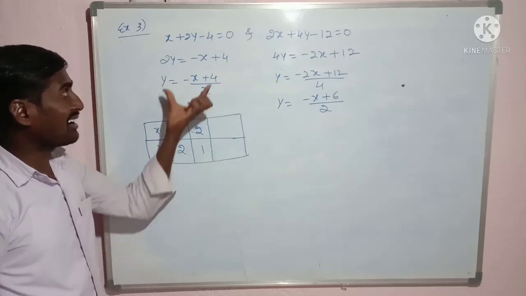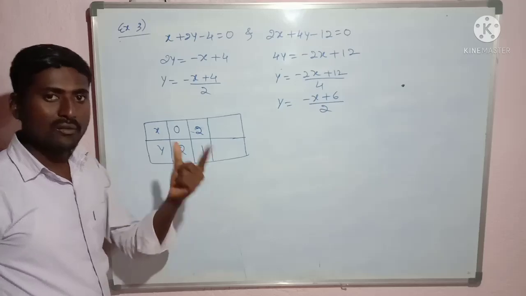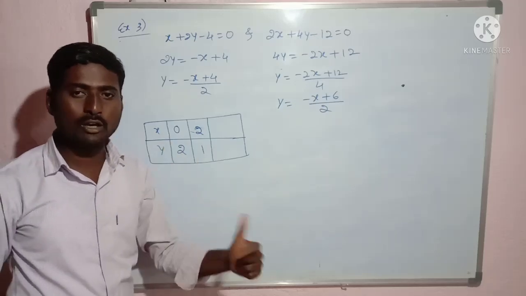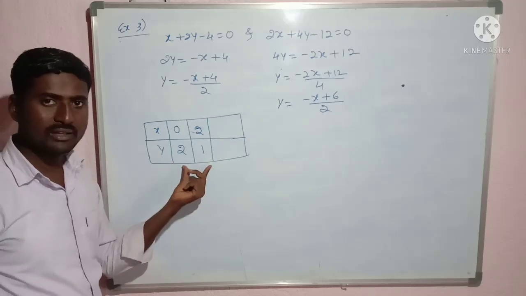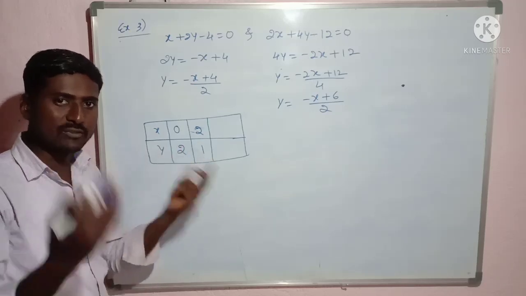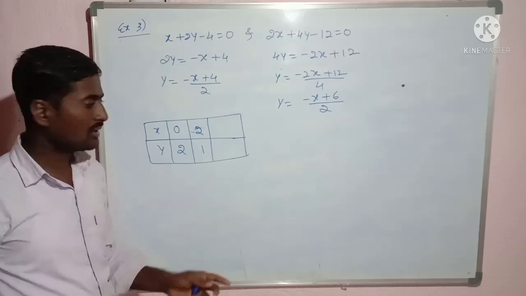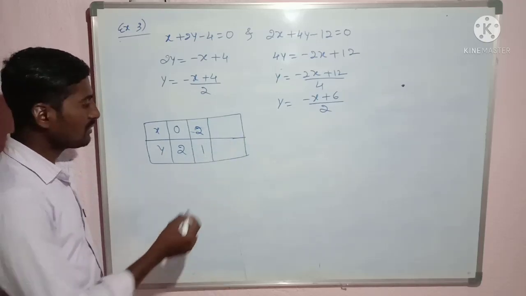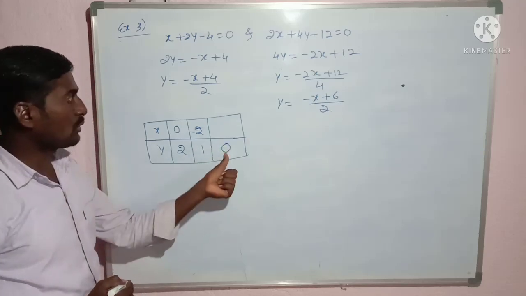I am going to draw the line geometrically. This line I am going to draw. To draw a line geometrically or graphically, we need 2 points, minimum 2 points. If you have 2 points, it is enough to draw a line. Otherwise, you can have more than 2 also. So I will take one more. I will take now y equal to 0.